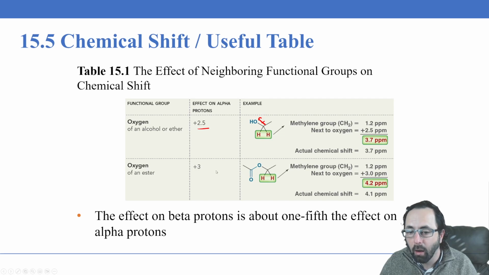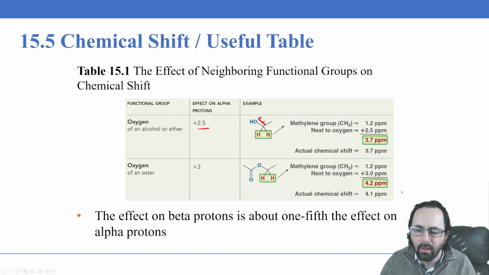If we have an oxygen that's a part of an ester group, that electron density will be even further shared here due to resonance and pulled towards this oxygen atom, which will lead to an even greater de-shielding effect, resulting in an additional 3 ppm here of chemical shift. So we add the 1.2 ppm again due to this carbon atom being attached to two other atoms, but add on the effect of the ester oxygens, which is 3 ppm, for a total of 4.2 ppm.